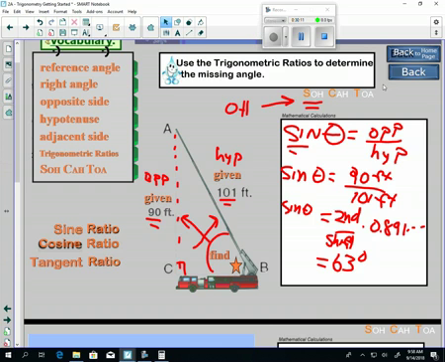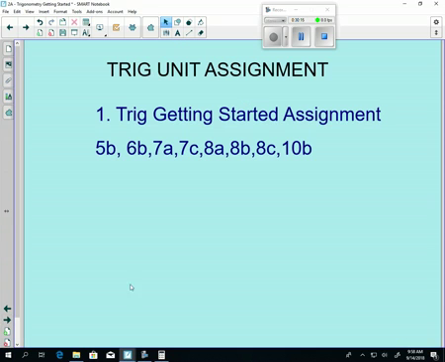Okay, so that's it. Just going back again, your assignment. Complete these problems for Monday afternoon. Thank you.